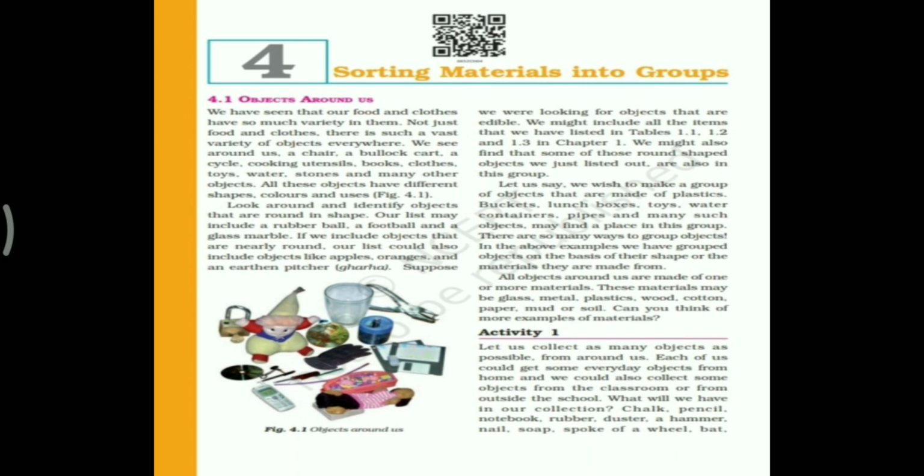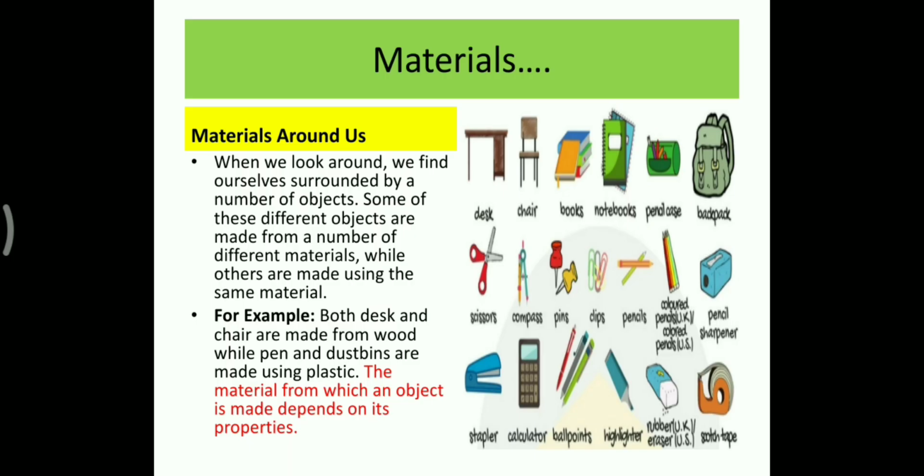So let us just talk about this. The very first thing is the materials which are around us. Let us see these materials around us. When we look around, we find ourselves surrounded by a number of objects. Some of these different objects are made from a number of different materials, and some are made of a single material.